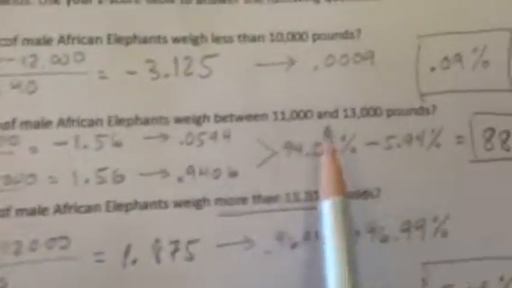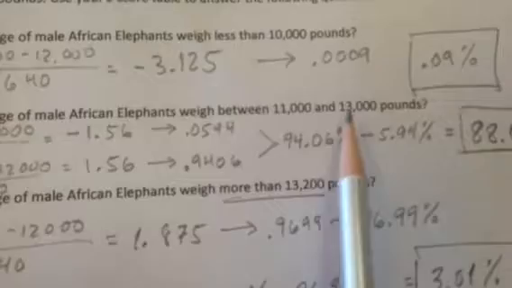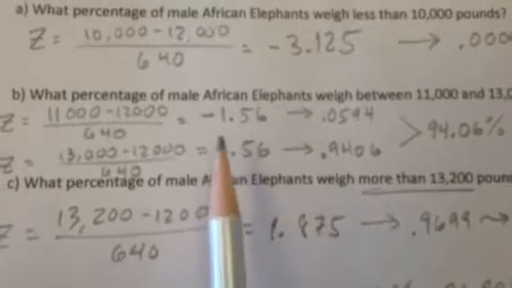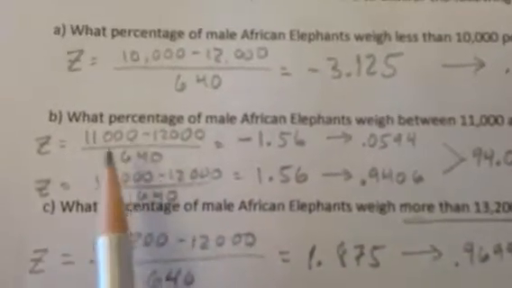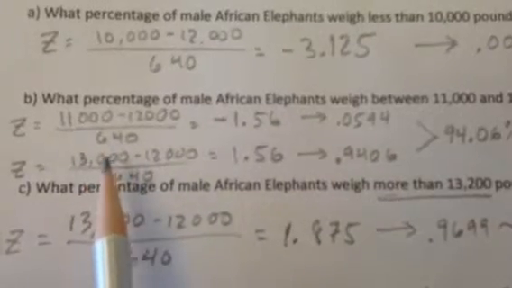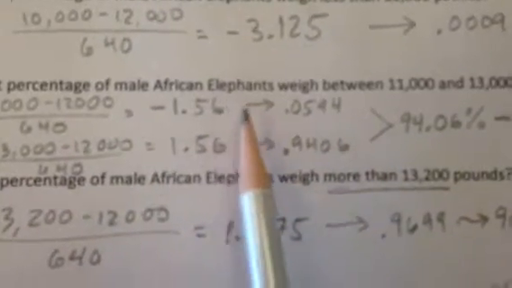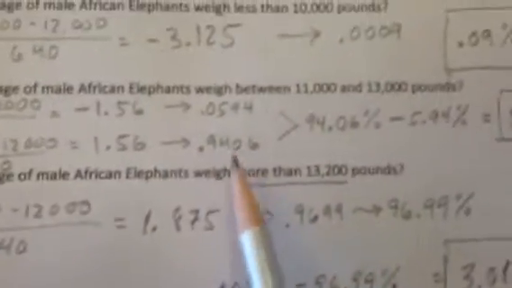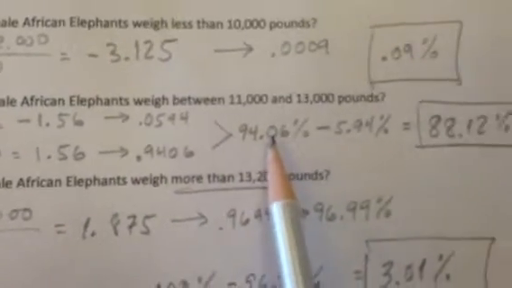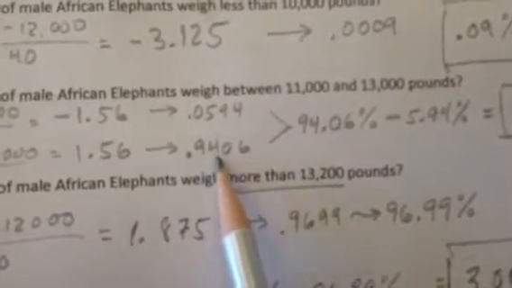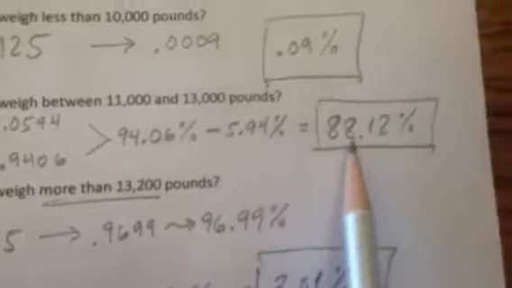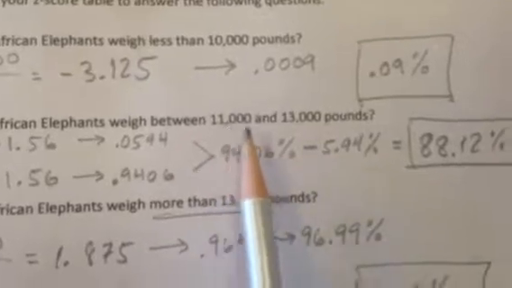How many weigh between 11 and 13,000 pounds? That is within 1,000 pounds either way of the mean. It's kind of like that tire problem we did in another video. But anyway, when you figure out the z-scores for both of those weights, 11,000 pounds and 13,000 pounds, you get negative 1.56 for the 11,000 pounds and 1.56 positive for 13,000. So when you calculate the percentages for each of those, this one has a percentage of 94.06. This one has a percentage of 5.94. You do the subtraction there, you get 88.12% of the elephants, according to our data, weigh between 11,000 and 13,000 pounds.